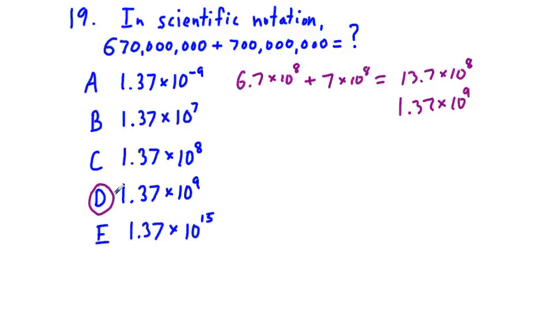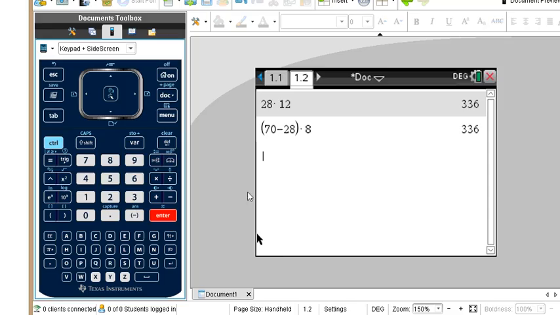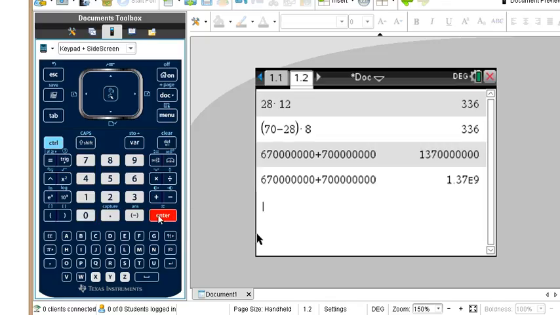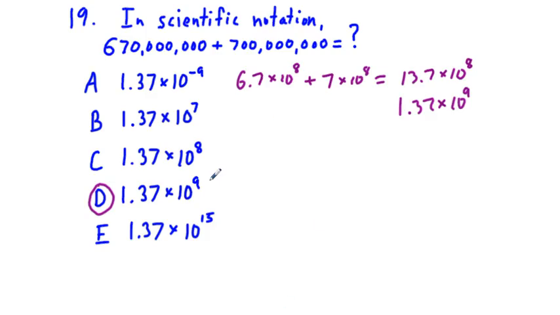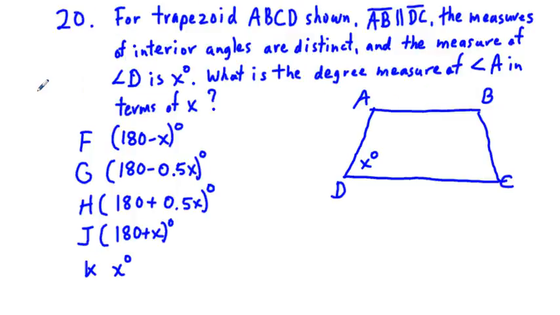I had students who got really good results on this by just putting these in the calculator, and I'll do that real quickly now here. You have 670 million plus 700 million, and we get this. And if I press Control Enter on my TI-Nspire CX calculator, I get 1.37 times 10 to the 9th. So really just about as fast using a calculator in this case.